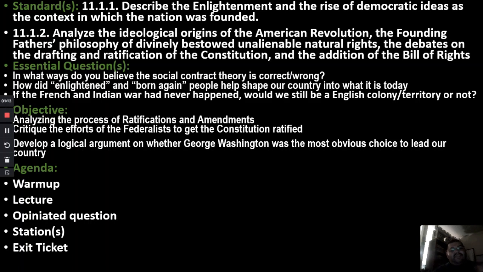The last one is develop a logical argument on whether George Washington was the most obvious choice to lead our country. Because we did have some pretty amazing people back then, some of the most brilliant minds at that time. But the thing is, was Washington the most obvious? We kind of look at it now like, well, yeah, because of course, George Washington. But of all the people, was it really obvious? So we're going to have an argument on that later.